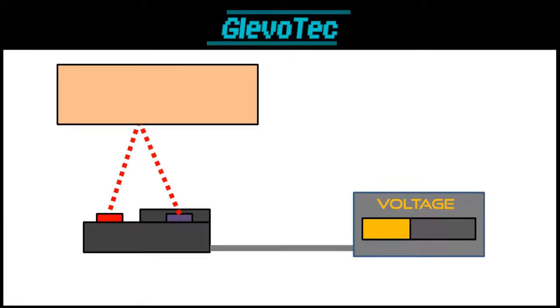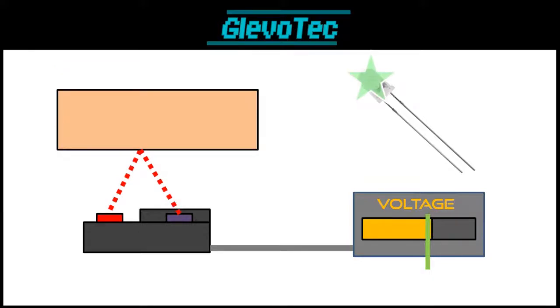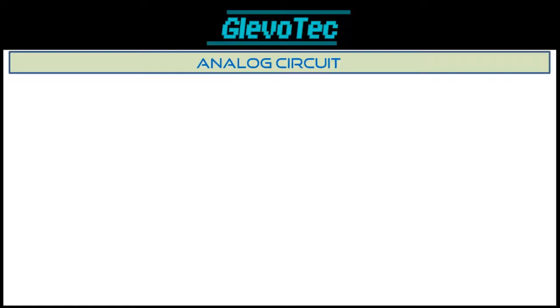That means a certain distance will correspond to a certain voltage. We can use this to signal the robot that it has to stop and possibly do another action to avoid the obstacle. In this example, we will light an LED as a visualization of our circuit working. First, let's see the analog approach.